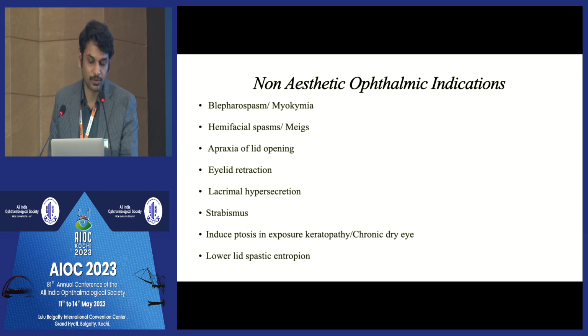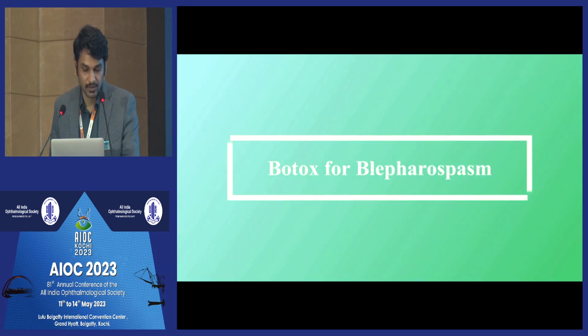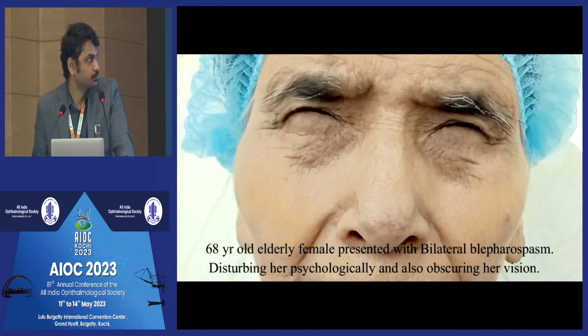So coming to non-aesthetic ophthalmic indications, we commonly see in our hospital clinics blepharospasm, myokymia, hemifacial spasm, apraxia of lid opening, eyelid retraction, lacrimal hypersecretion, strabismus, for induction of ptosis in cases of exposure keratopathy, for chronic dry eye, and for lower lid spastic entropion. So I will play a video in which we gave Botox for blepharospasm.